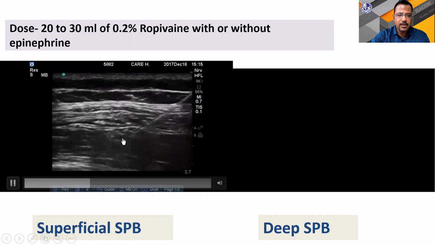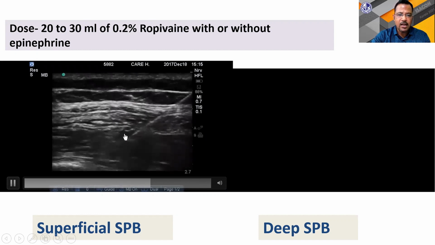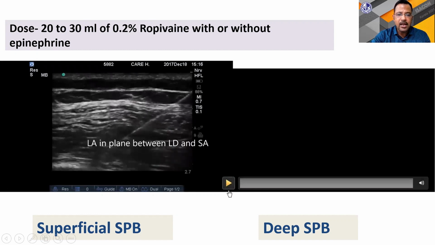This is the latissimus dorsi. This is the serratus anterior muscle. This is a pulsating thoracodorsal artery. As I inject, I will unzip the plane between the latissimus dorsi and the serratus anterior muscle.